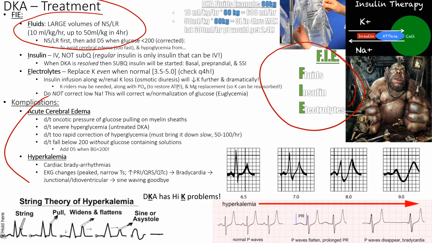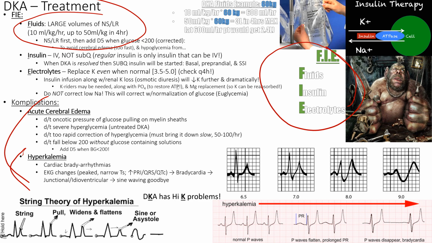If all the sugar left, now you have a dilute bloodstream that's full of water, and water goes from where there's a lot of water to where there's a little bit of water. Where's a little bit of water? The brain, right? So you get a really, really serious complication of acute cerebral edema if you bring down the sugar too fast. So we bring down the sugar about 50 to 100 points per hour.